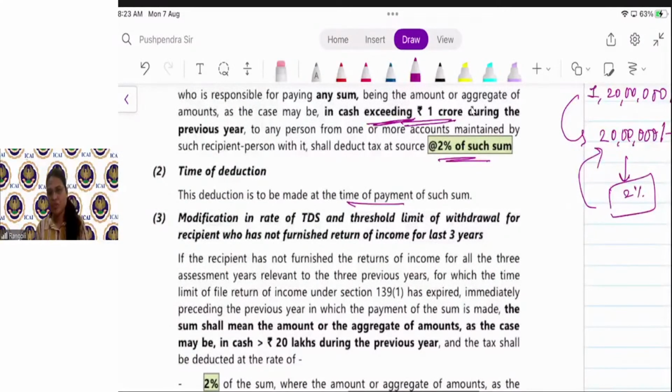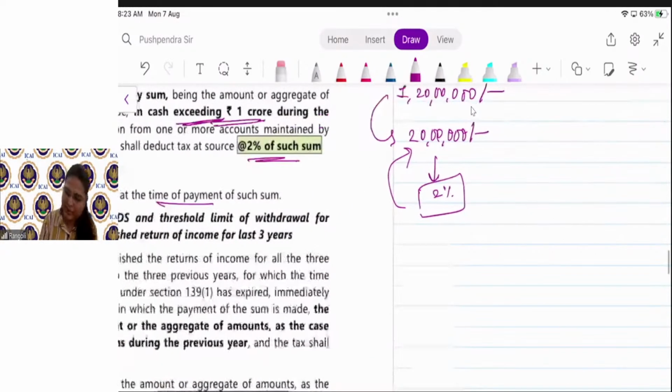But there is some change. Say for example, Mr. X is withdrawing 1 crore 20 lakh in financial year 22-23.